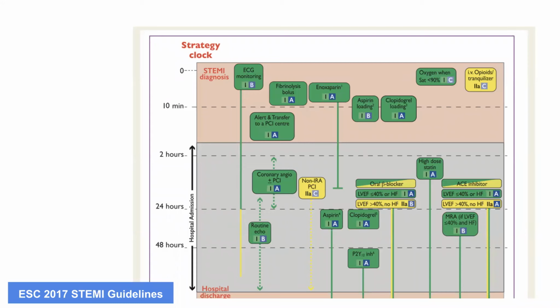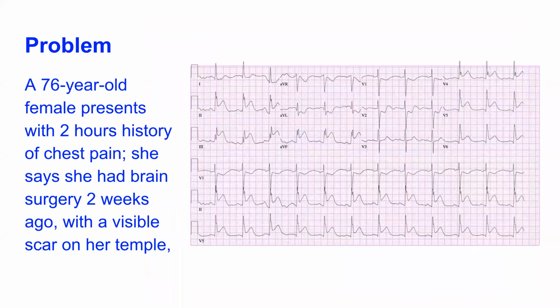Salah. Okay. All right, so then we go to the next problem. We have a 76-year-old female who comes with a 2-hour history of chest pain. She said she had brain surgery 2 weeks ago, and she has a visible scar on her temple. So what are you going to do?